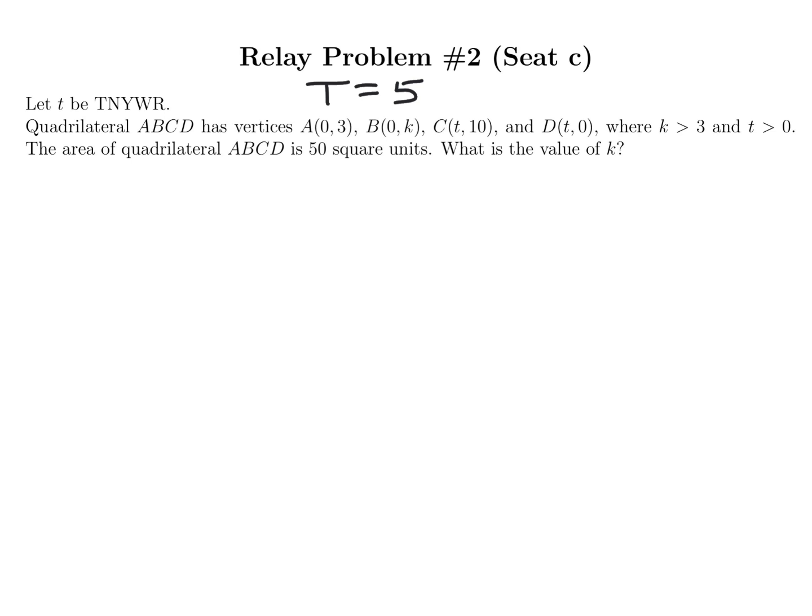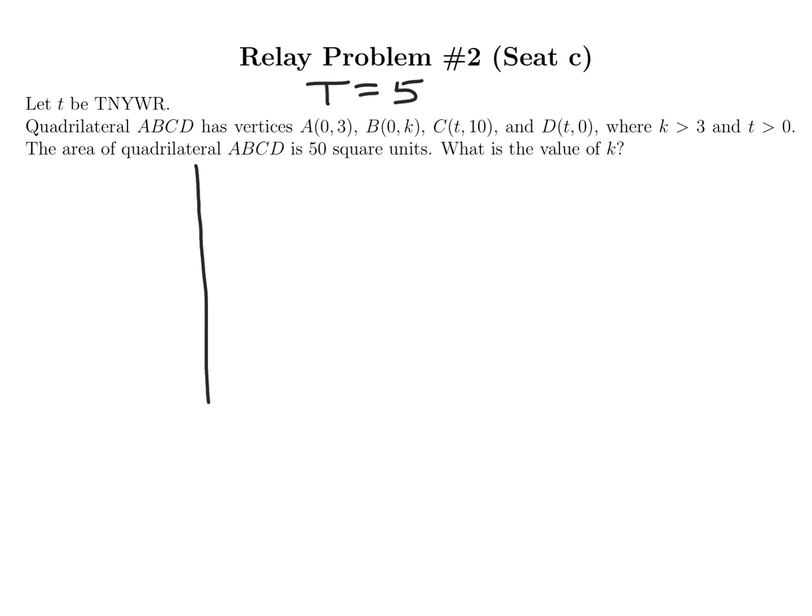Quadrilateral ABCD has vertices A (0, 3), B (0, K), C (T, 10), and D (T, 0), where K is greater than 3 and T is greater than 0. The area of the quadrilateral ABCD is 50 square units. What is the value of K?